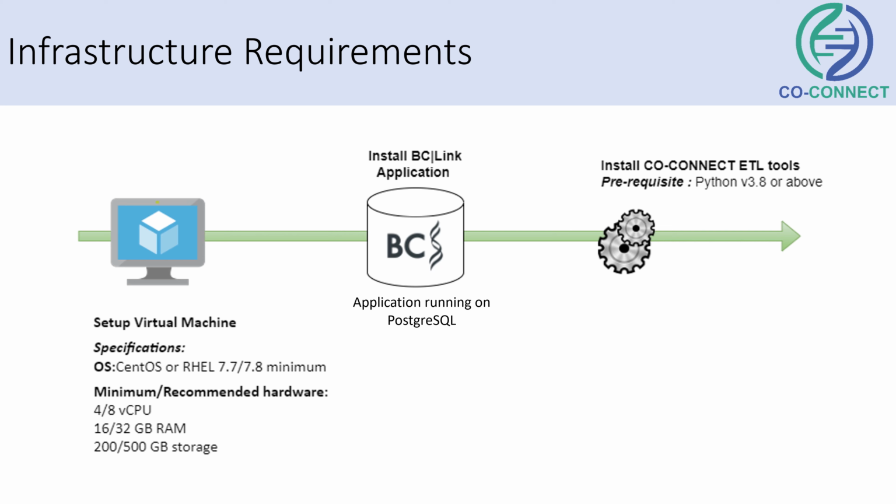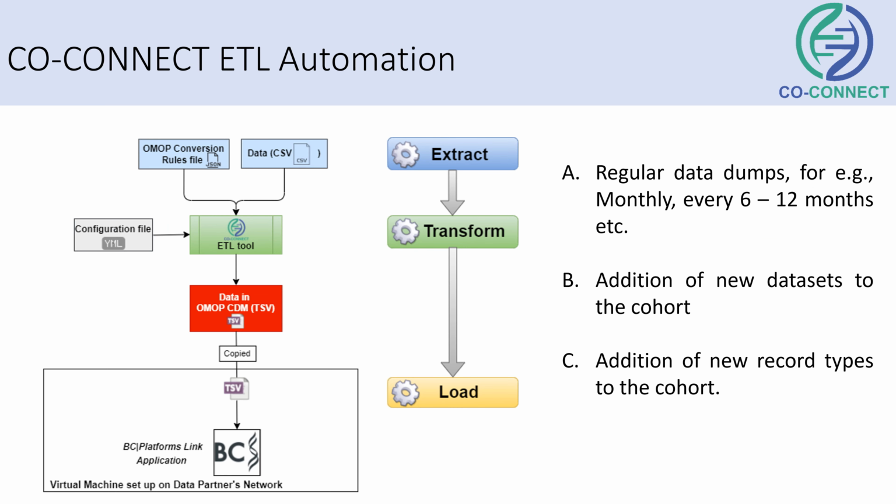BC-Link is an application developed by BC Platforms which is running on PostgreSQL database. And CO-CONNECT ETL Tools is simply an in-house Python package to automate the ETL process. The CO-CONNECT ETL tool makes the ETL process completely automated and customizable as per data partner's needs. The automation specifications are set in the configuration YAML file.